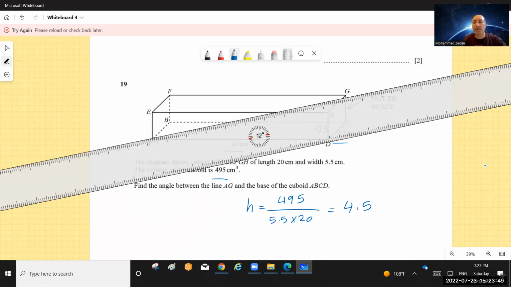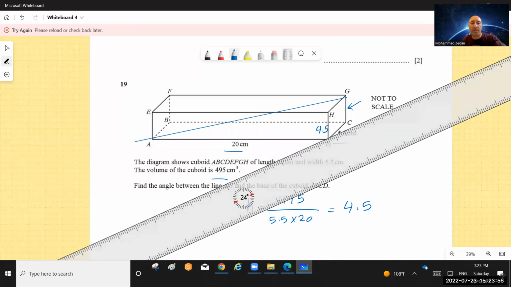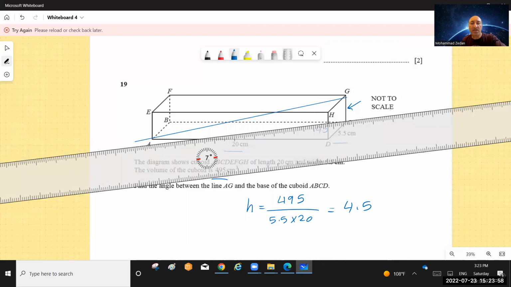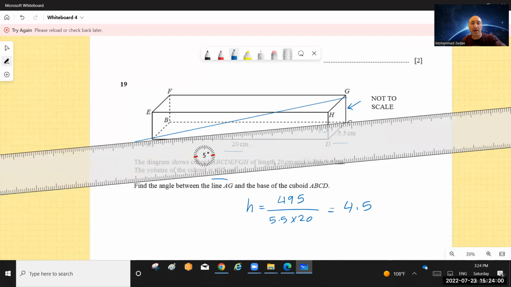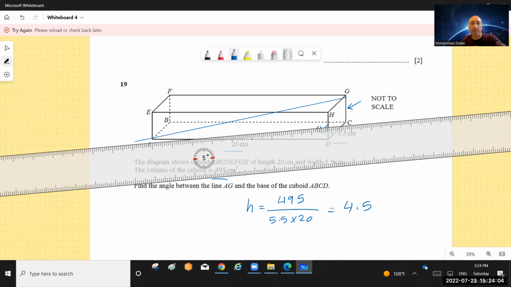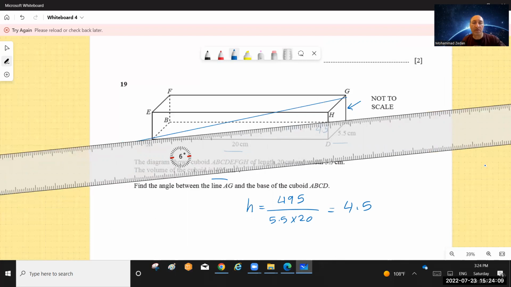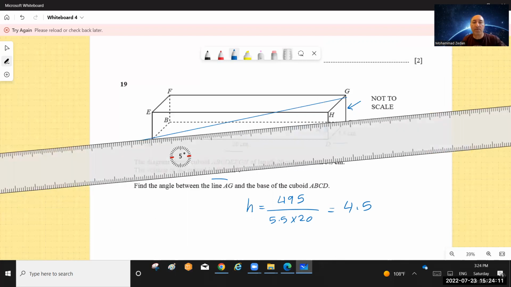Okay, not accurate, no problem. I try to show you only this angle, and you have to draw the diagonal of the base, because this is a projection of this line. Yeah, this is a projection of this line. I try to solve. Draw the projection of this.